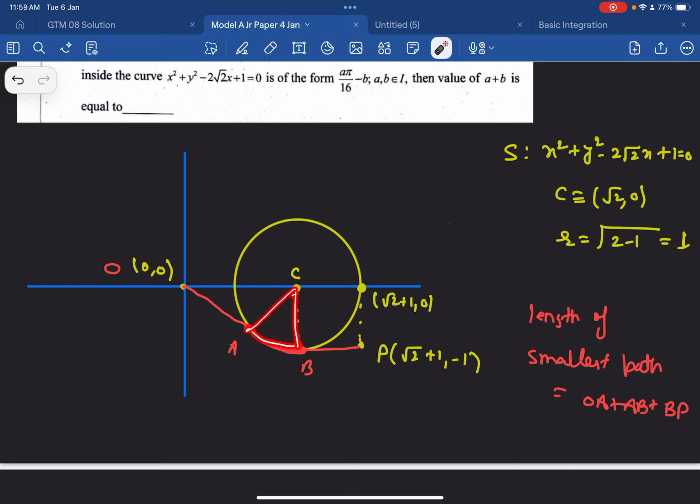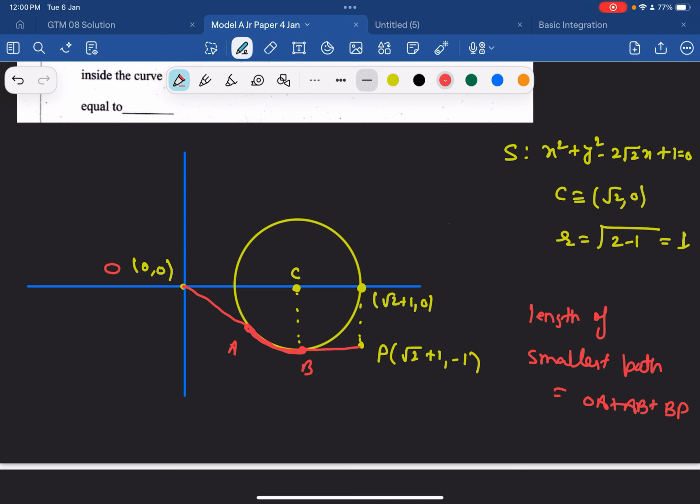So using the arc length. Arc length is nothing but r theta. So if you know this theta, you know this one also. Now before that we need to find OA. OA is nothing but the length of the tangent. So what is the OA we are going to get now? OA will be root over S1.